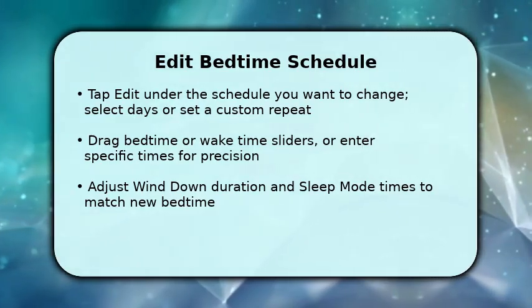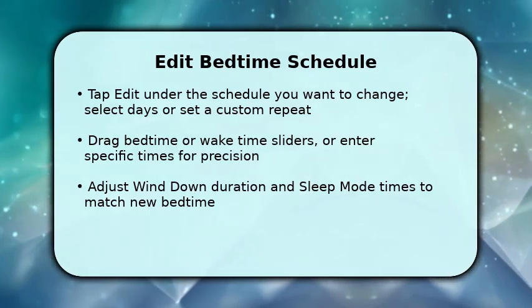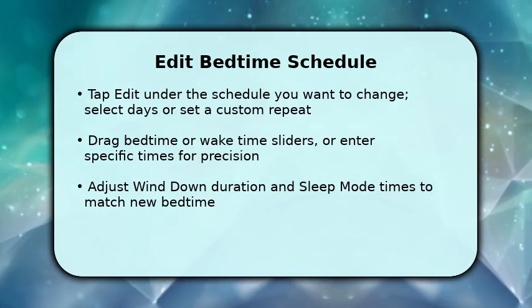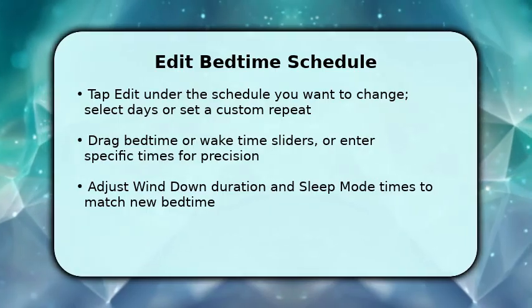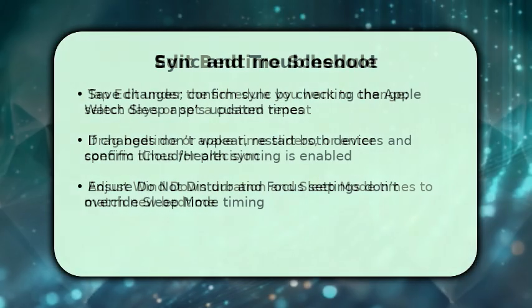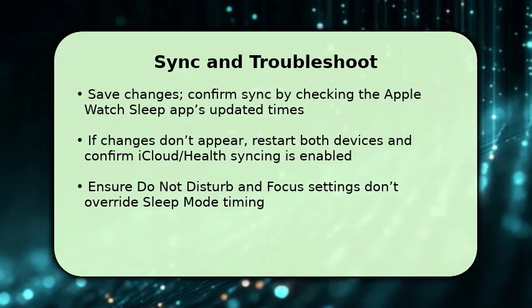While editing, adjust wind down so notifications and shortcuts begin earlier. This aligns the watch's Do Not Disturb and sleep mode behavior with your new bedtime, preventing unwanted alerts. Finish by saving and letting the devices sync. Open the Sleep app on your watch to confirm the updated times.